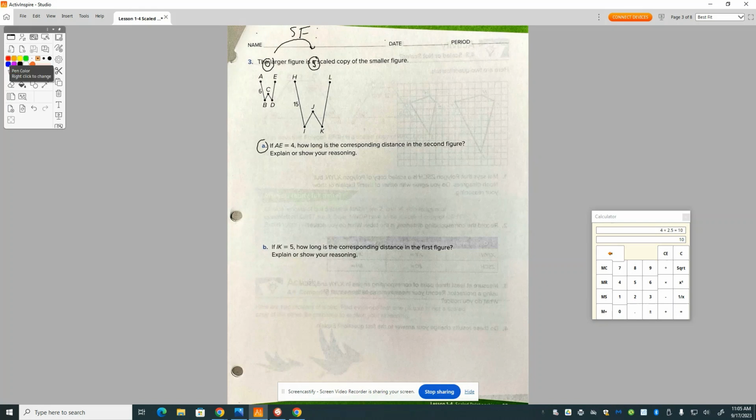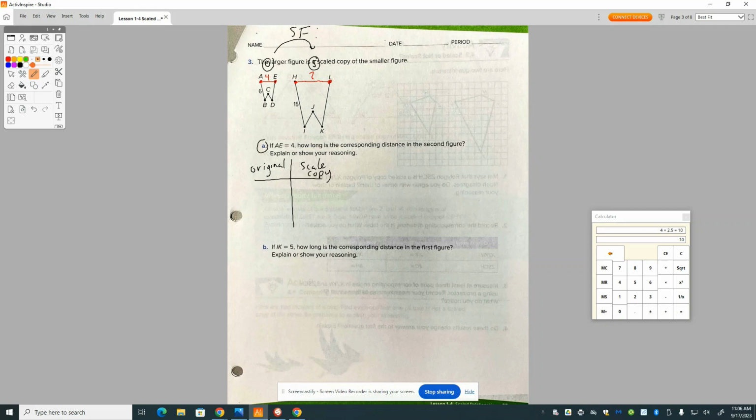So if I were to look for AE, which is right over here, they're telling us that that side length is 4. And they're asking us what would be the corresponding distance in the second figure. So to solve this problem, we're going to go ahead and set up a ratio using the tables and solving them just like we did in the problem before. So let me go ahead and set up my table. To the left of my table, I'm going to put my original distances. And to the right, I'm going to use my new corresponding distance of my scaled copy.